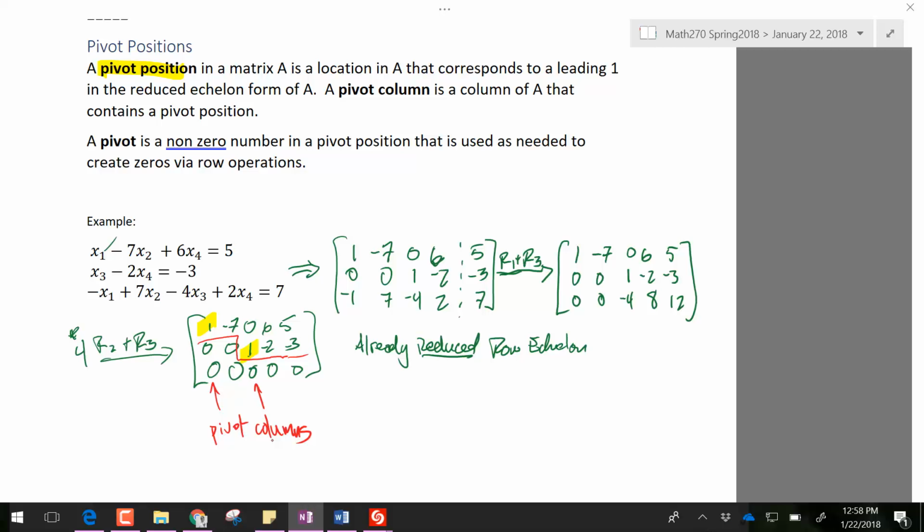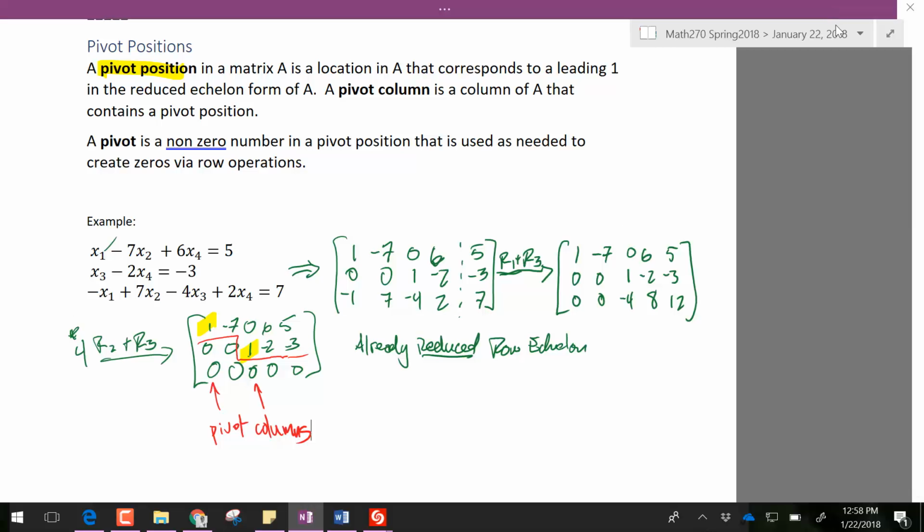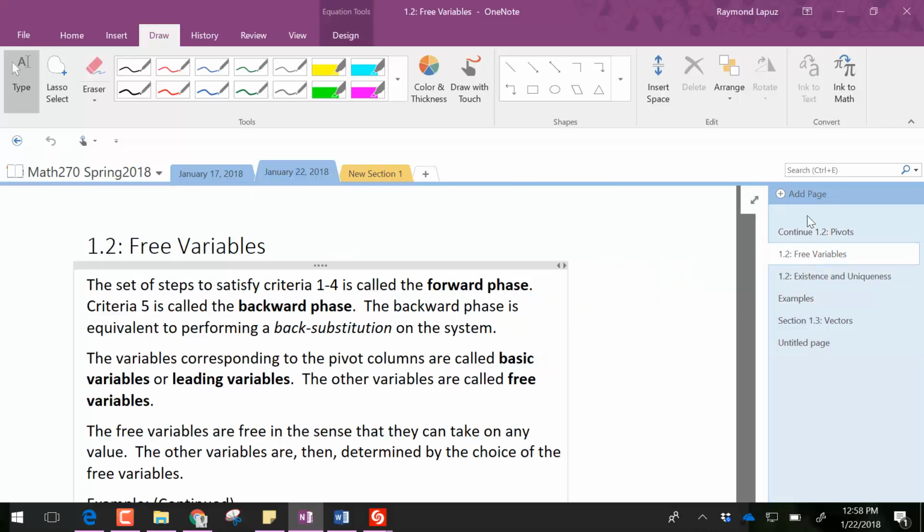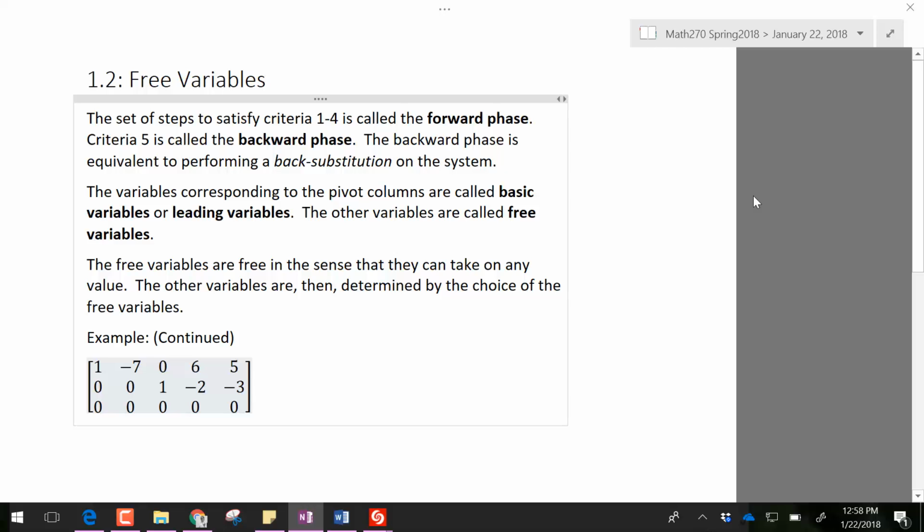Any questions? All right. So I think we have one or two more definitions coming. Free variables. Oh, the steps to satisfy the first four criteria is called the forward phase. To go forward in your... these definitions aren't that important, but I may use them every once in a while.